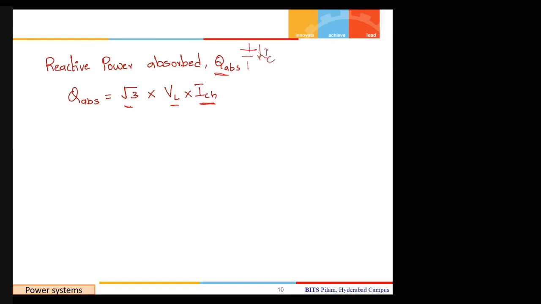the charging current. Since it is related with the reactance, this reactance is giving the power in reactive power. So Q, if you have the resistance R, that will give the power in the real power P. Now here, since the capacitance is involved, XC, we will be getting the power as the reactive power. Reactive power is the imaginary power. So reactive power is equal to √3 times the line voltage multiplied with the capacitive charging current.